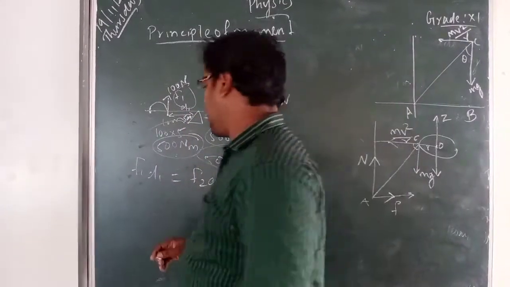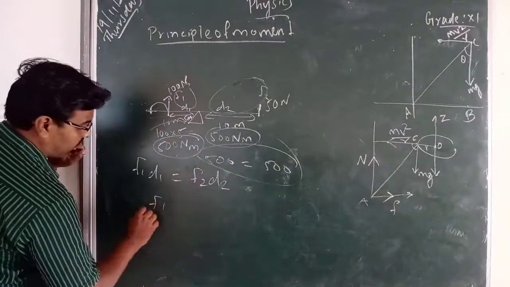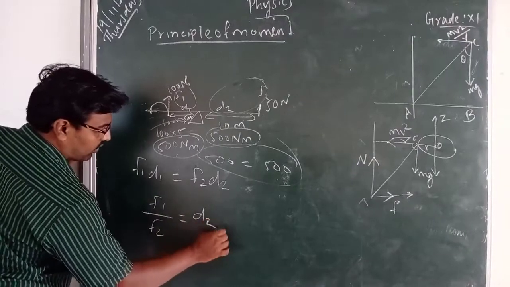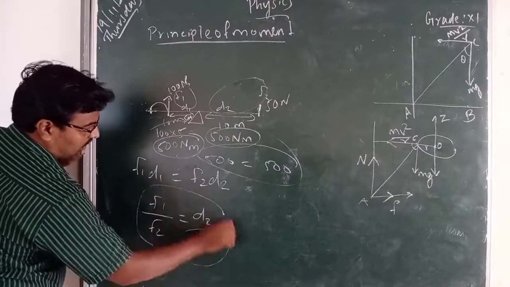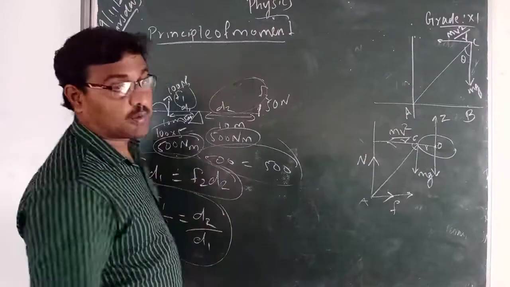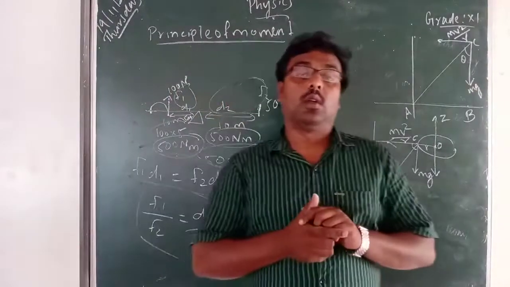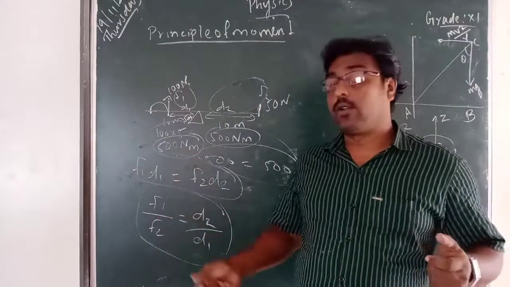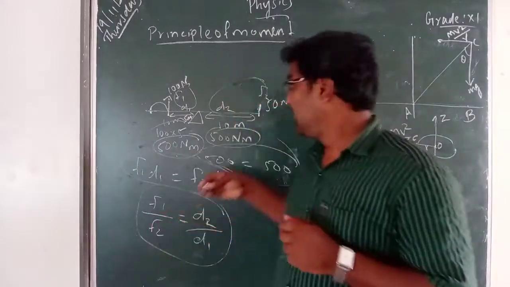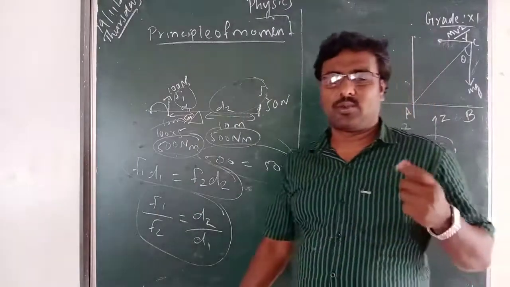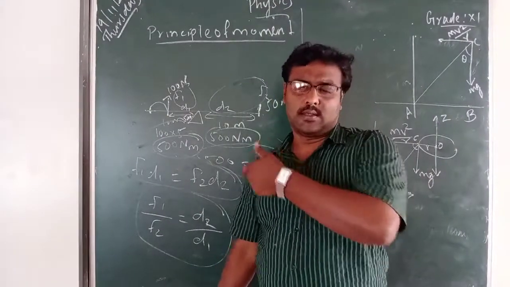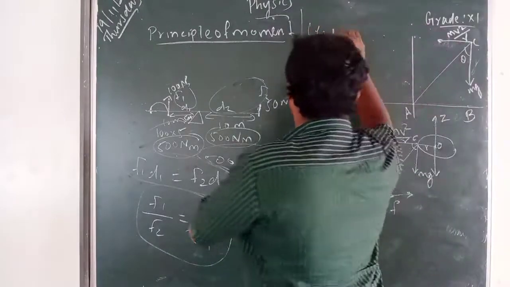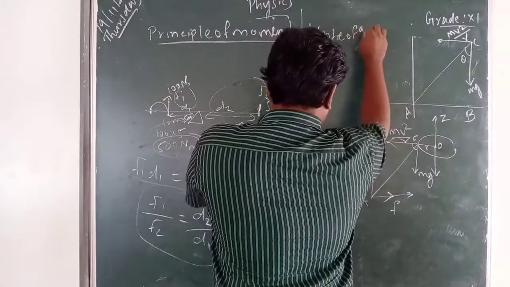From this formula you can rewrite and write F1 by F2 equal to D2 by D1. Both formulas you can use for principle of moment: F1 D1 is equal to F2 D2, or F1 divided by F2 is equal to D2 divided by D1. This is the principle of moment. This formula you have to learn. And the next concept is center of gravity.